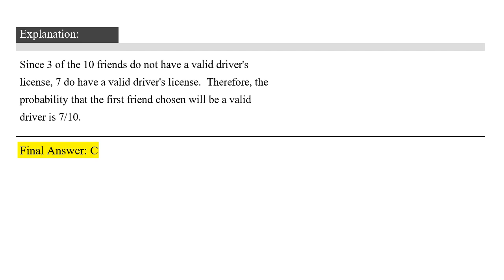Since 3 of the 10 friends do not have a valid driver's license, 7 do have a valid driver's license. Therefore, the probability that the first friend chosen will have a valid driver's license is 7/10.